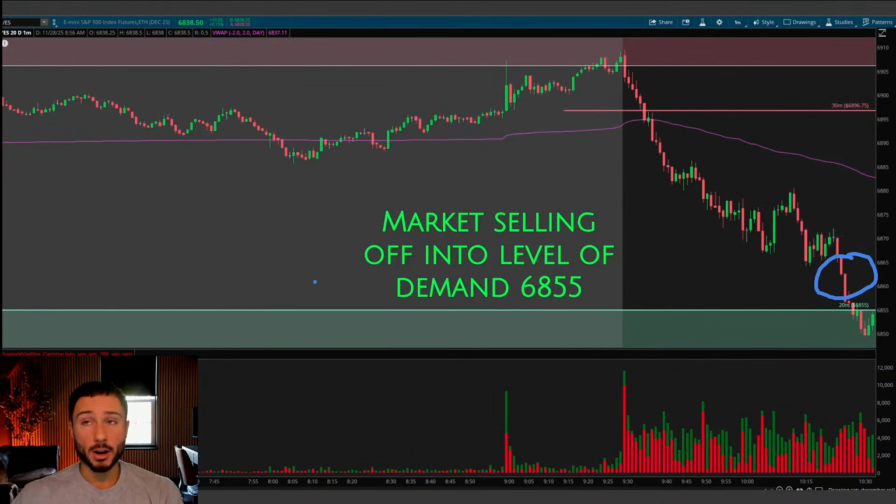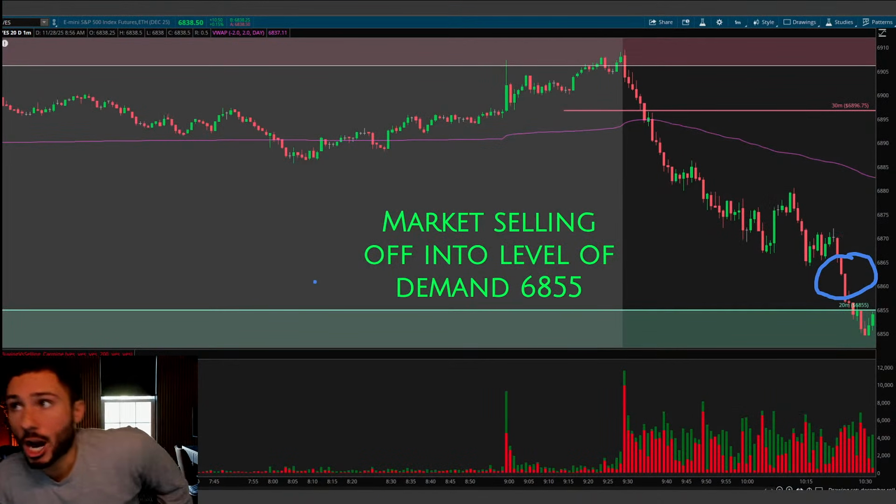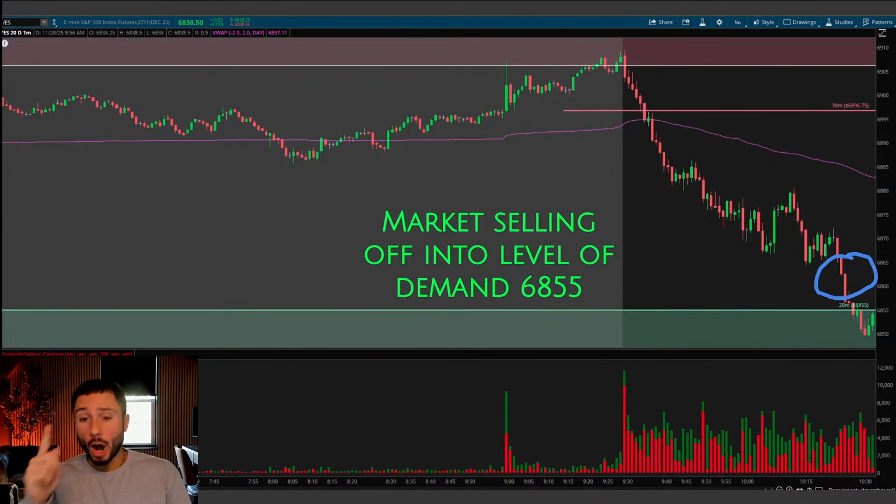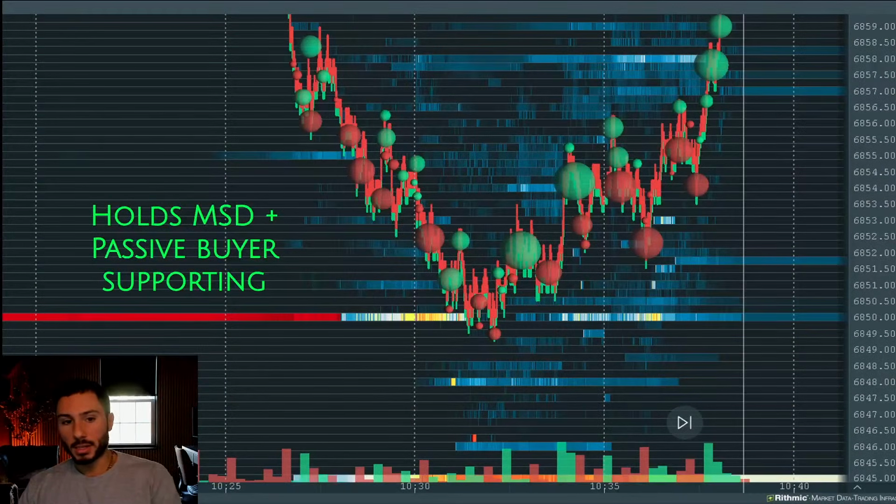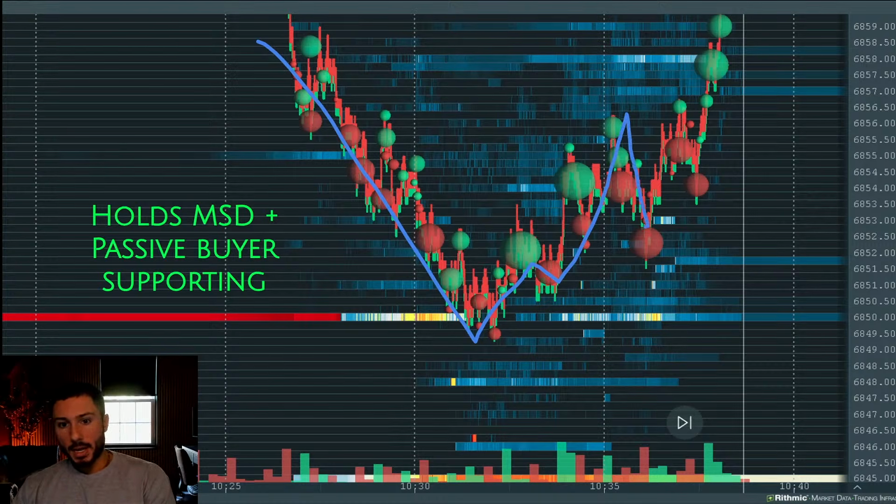And whoever asked me earlier, does higher time frame market structure have to align with this? No, but here's a good example of it doing so and giving it more substance and more confluence. So here we have our market structure demand, and then here we have the pullback into this market structure demand.